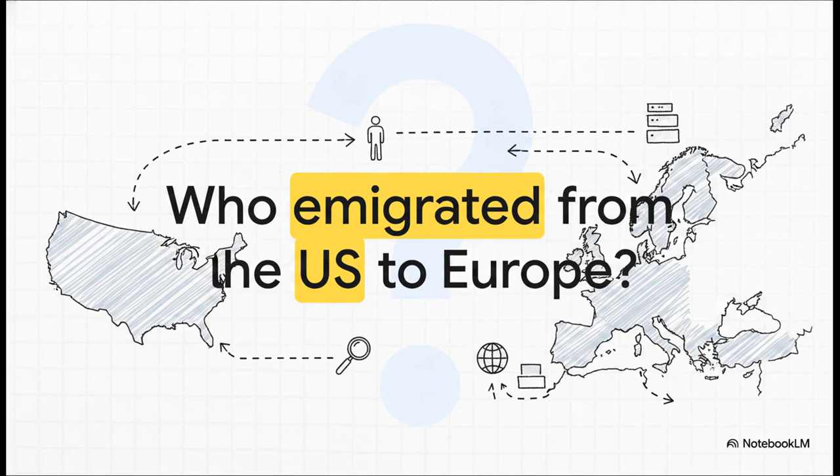Okay, let's put this to the test with a real-world scenario. Let's look back at our graph containing Lucy and Elaine and perform a pretty complex task. Think of this as a massive logic puzzle the database has to solve on the fly. The question is, find all the people who emigrated from the United States to Europe.